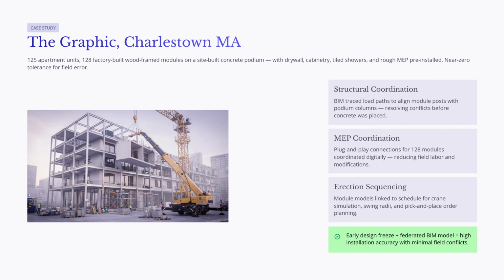BIM was essential for structural coordination. The project team used the model to trace load paths and confirm that structural posts in the wood-framed modules aligned with the load-bearing columns in the podium. This allowed the team to resolve structural conflicts before concrete was placed or modules were delivered.